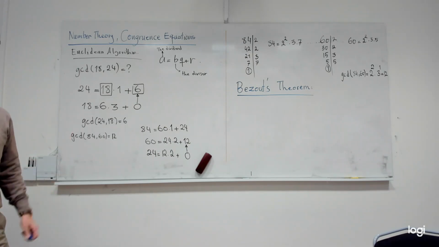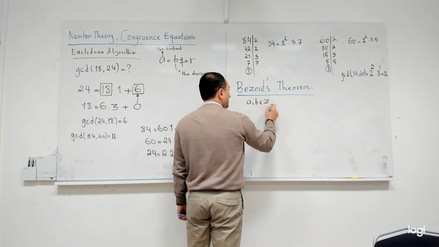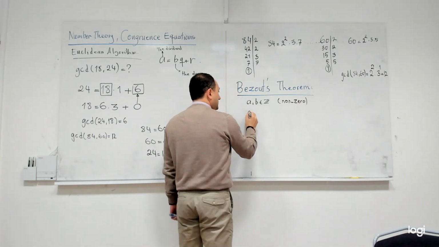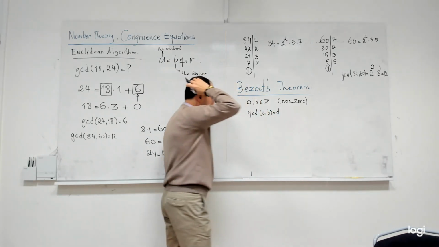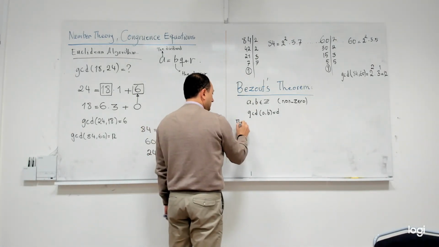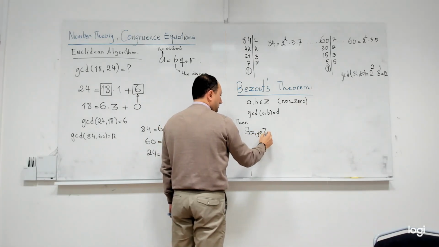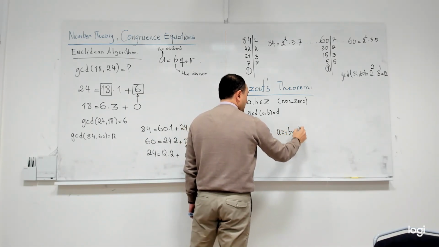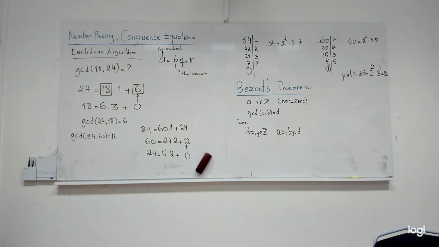So what is the content of this theorem? It tells you that if I have A and B, non-zero integers, and if the GCD, the greatest common divisor of A and B, I call it D, then there exist x and y in the set of integers so that ax plus by is equal to d. That is the content of Bézout's theorem.